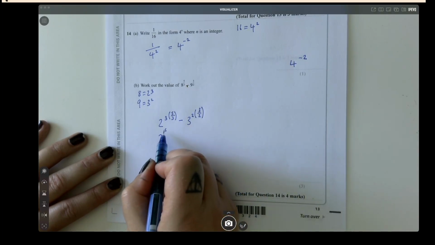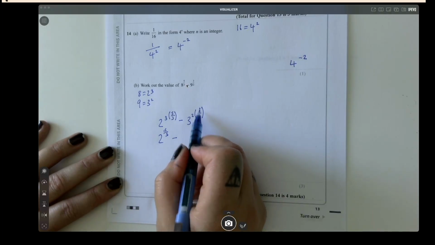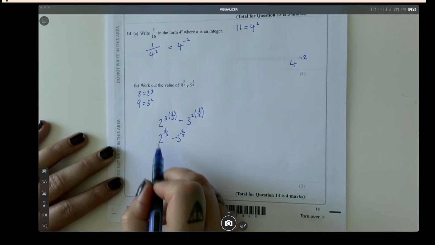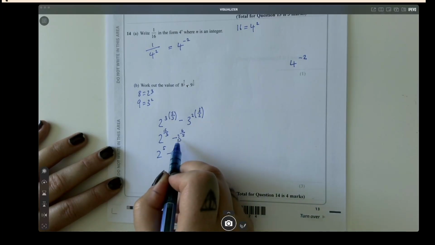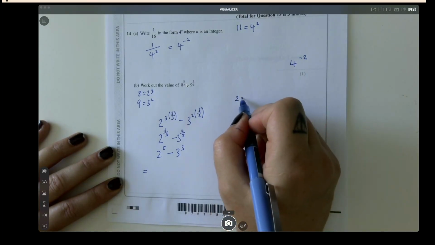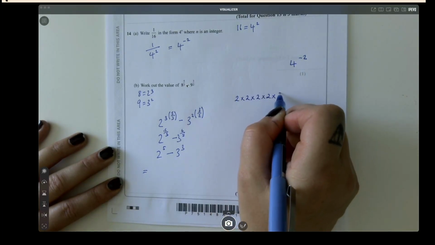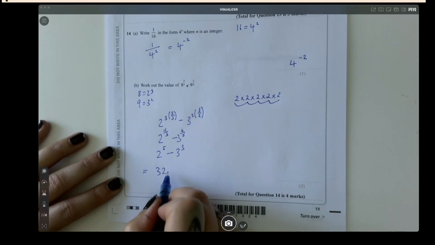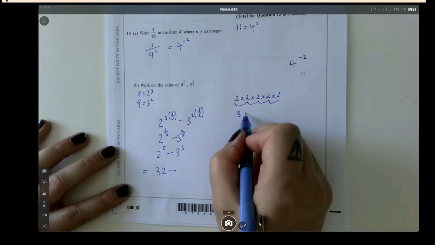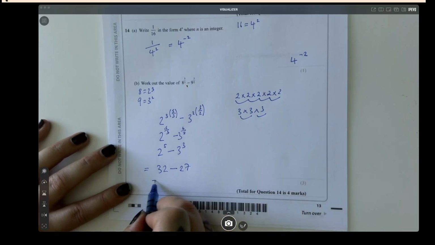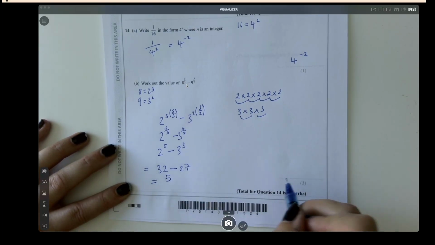3 times 5/3 is 15 over 3. 2 times 3 over 2 is 6 over 2. 15 divided by 3 is 5. 6 divided by 2 is 3. So 2 to the power of 5: 2 times 2 times 2 times 2 times 2. It's 4, 8, 16, 32. Subtract 3 to the power of 3, which is 9, 27. So we're doing 32 subtract 27, which is 5, and that goes on our answer line.